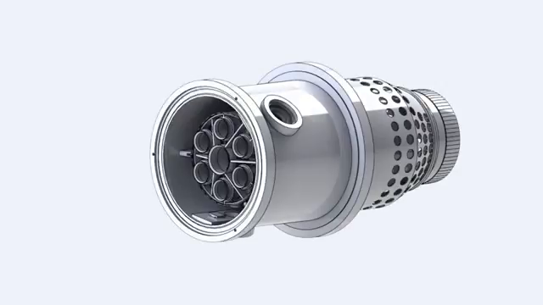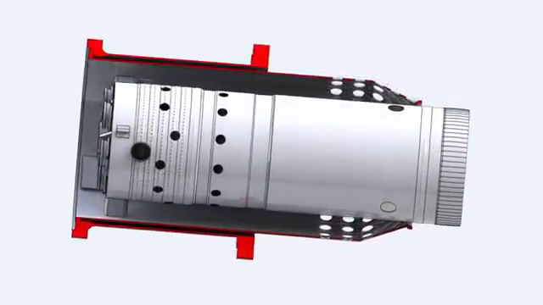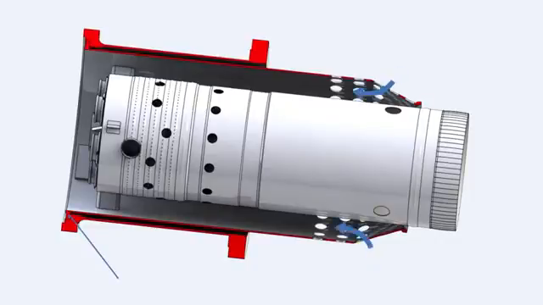The flow sleeve is mounted on the combustion chamber cover. The flow sleeve forces the air to move upstream, forming a uniform air jacket around the liner for precise combustion and cooling functions among the 14 chambers.